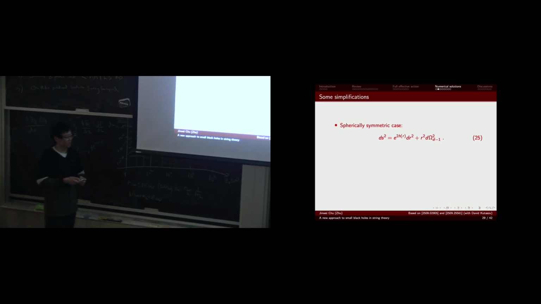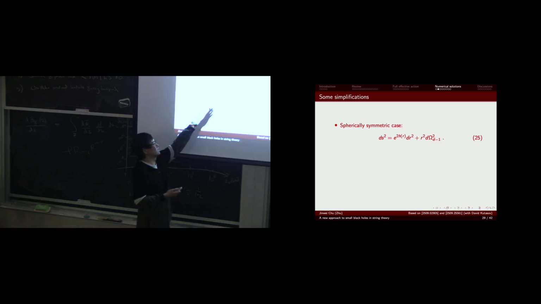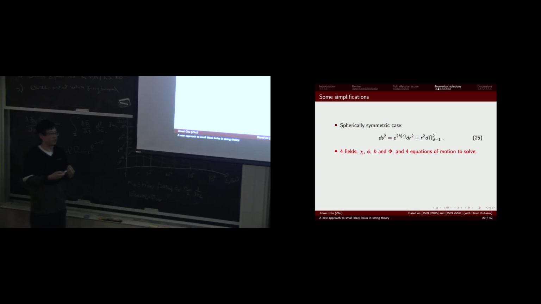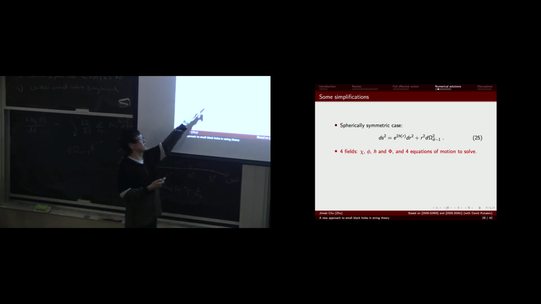Okay, so to solve the theory, we can first do some simplification. First, just as before, we consider the spherically symmetric case. And in that case, the metric can take this form. So we are basically defining the radius of the d-1 sphere as this r. Then we can no longer fix g_rr to be 1, so let's just let it be a field denoted by h. So now we have four fields: h, chi, phi, and the dilaton capital Phi.